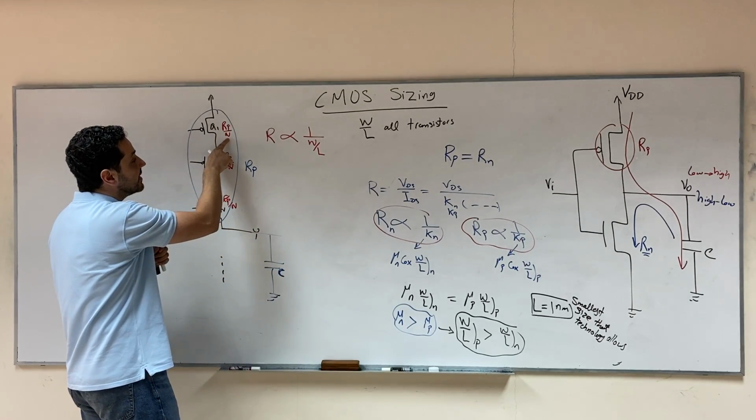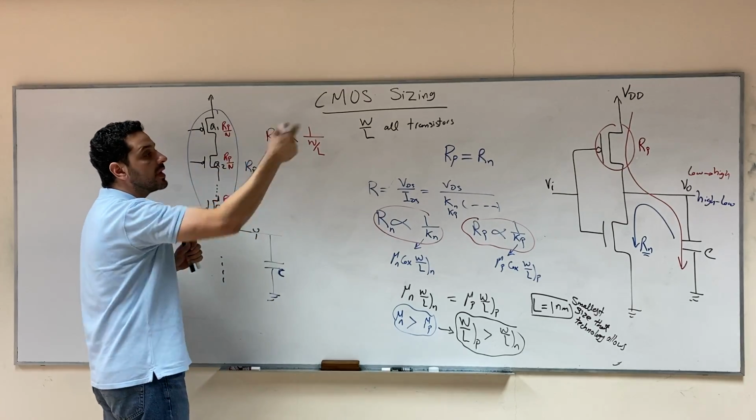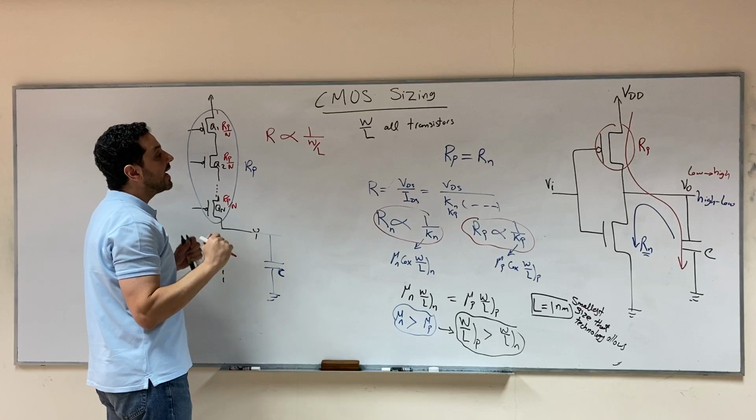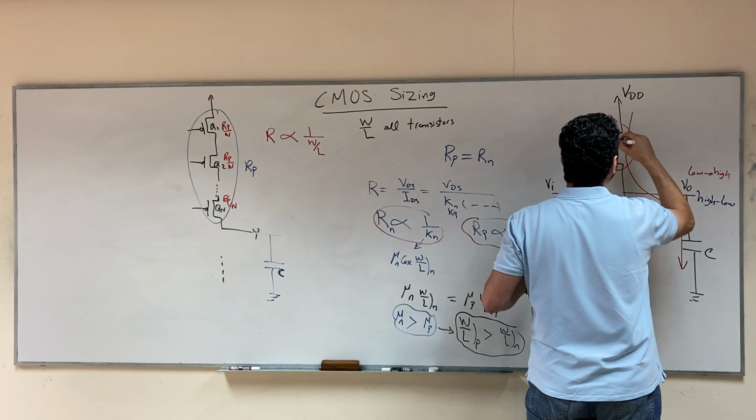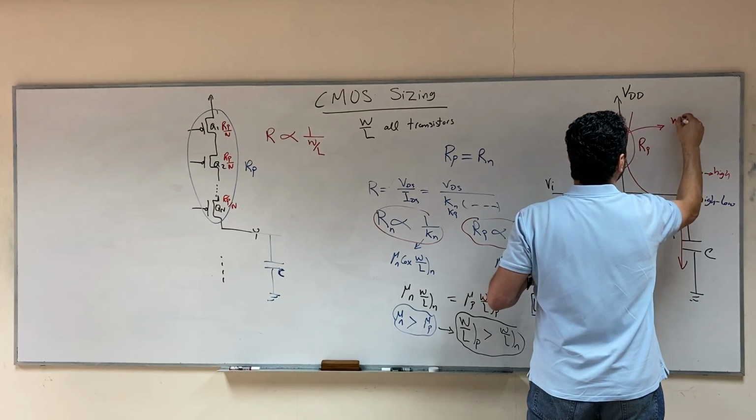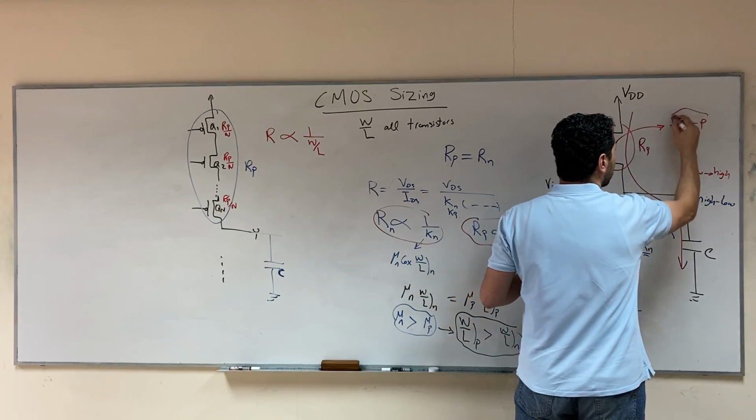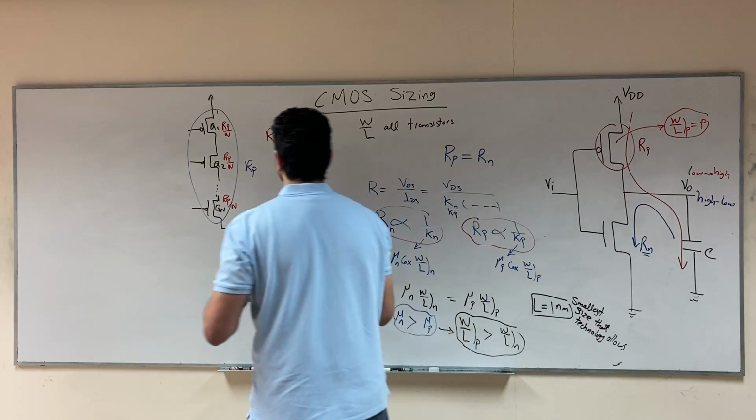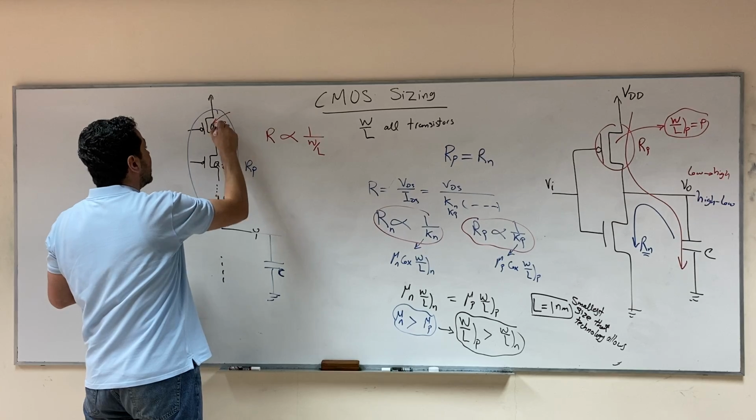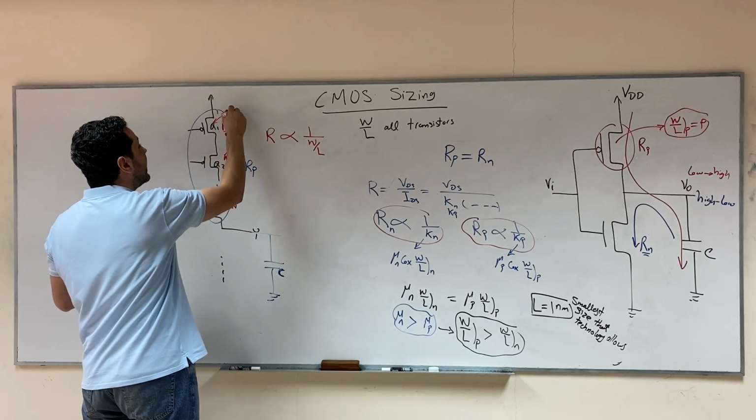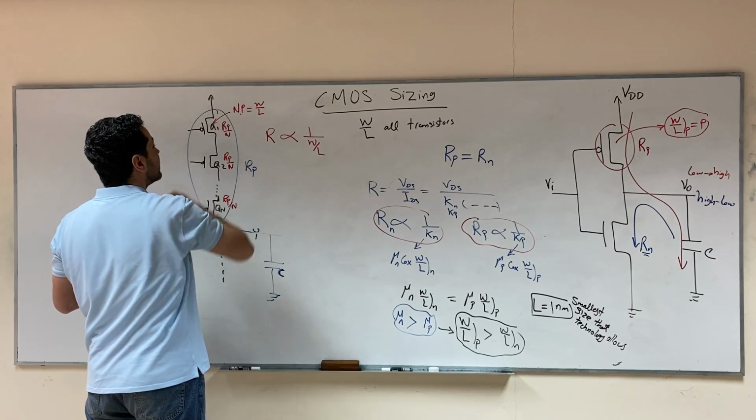So if the resistance is decreased by a factor N, then W over L is going to increase by a factor N. Which means that if W over L of this PMOS transistor, let's call it P for simplicity, then you have to design W over L of this transistor to be N multiplied by P. This is W over L of this transistor.